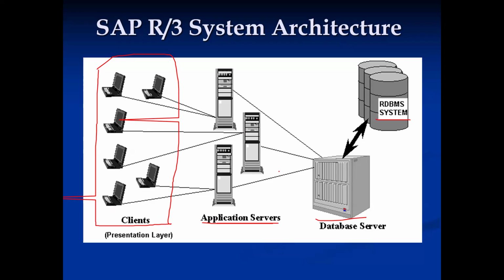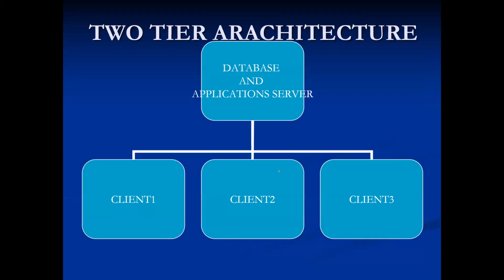Then coming to R2. R2 means 2-tier architecture. In the case of 2-tier architecture, in one hardware system, we host the database and the SAP application. SAP application means SAP software. In the same hardware system, we host the database and the SAP application. This is one layer. And this is the second. For example, here we have one hardware system. In this hardware system, we have installed the Oracle database system and also the SAP application.